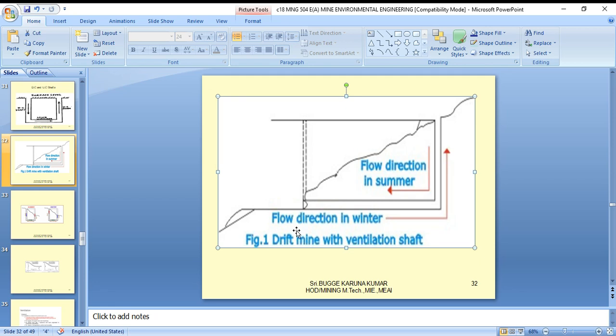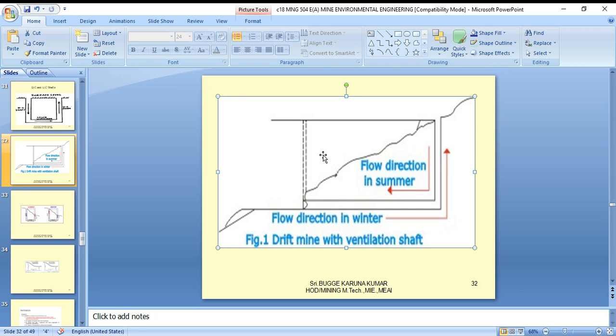In winter the air flow direction is different from the summer. In a drift, the air goes this side and comes to this side in case of winter, due to the temperature being low outside. If the temperature is high outside, automatically the air goes inside this side and goes to the lower side.